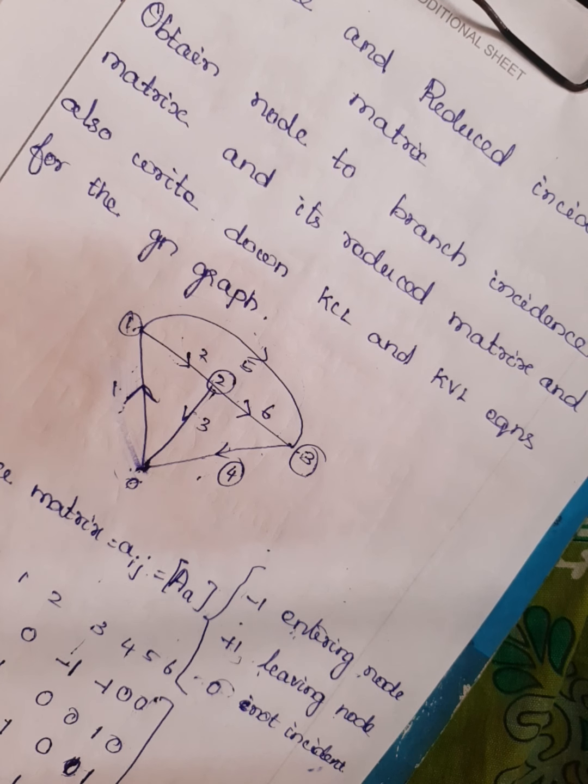So that is known as the reduced incidence matrix. You delete the row which corresponds to the reference node, the 0th node. So that is known as the reduced incidence matrix. Okay, so now we can see one problem.